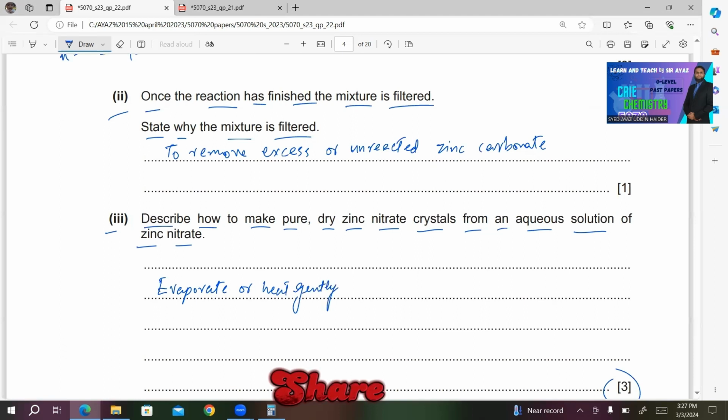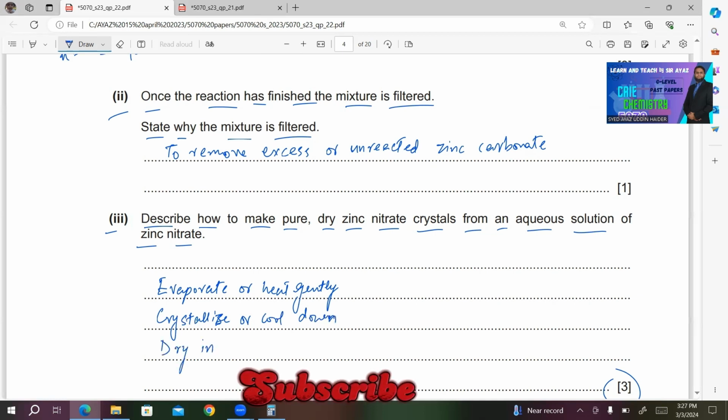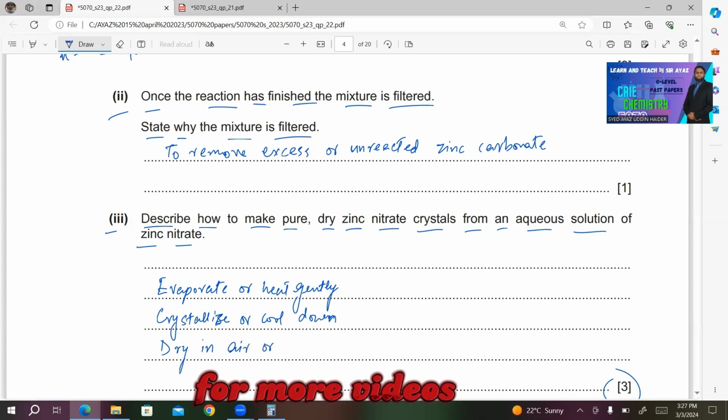Next part will be crystallized or cool down. Last step will be dry in air or oven. Dry in air or oven.